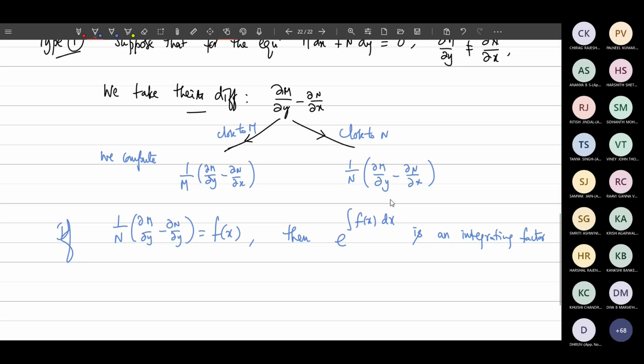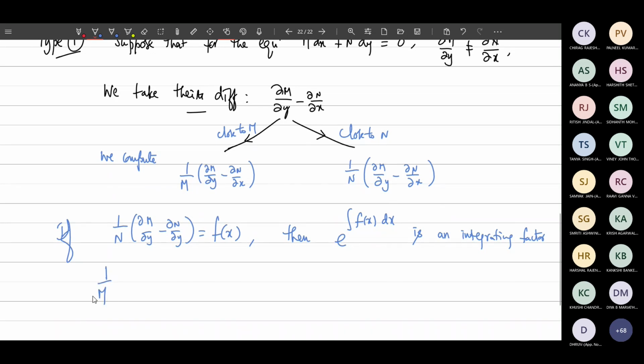Sir, my question is, if we don't know the value of M and N, how can we tell whether it is closer to M or closer to N? M and N are given in the equation, right? M(x,y) stands for M, N(x,y) stands for N. Yes. Okay, no problem. Okay, sir.